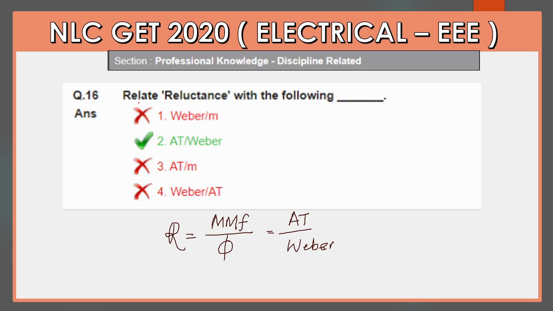Next question, relate reluctance with the following. We know that reluctance is nothing but MMF divided by flux. So if you write the units, ampere turn divided by Weber. It is asking only the unit part. So this is the answer, ampere turn per Weber.